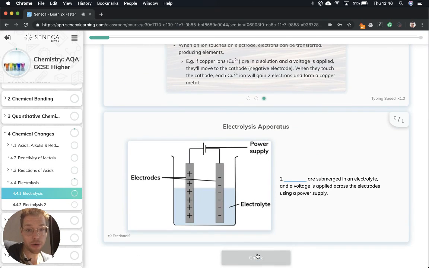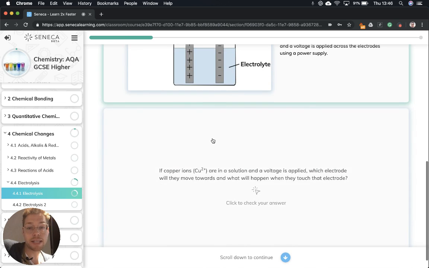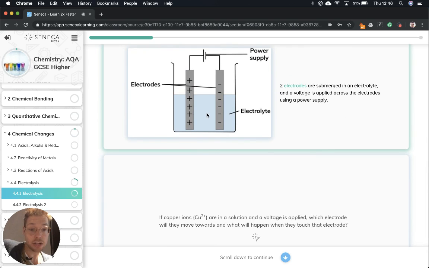So let's continue going. Let's review all of the key parts of an electrolysis apparatus. We have the 2 electrodes. Do you remember what the positive electrode is called? That's an anode. And the negative electrode, that's our cathode. And basically we submerge them in an electrolyte. Do you remember what an electrolyte is? That's just an ionic compound that will produce ions when in solution.